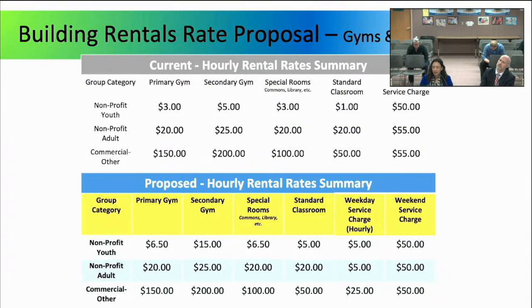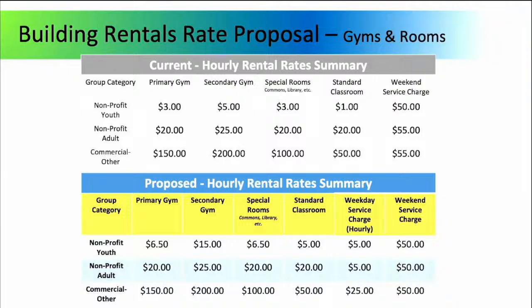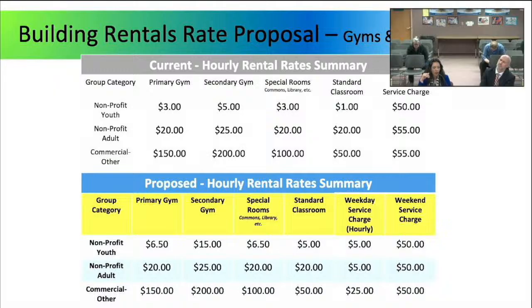So here's our rental rate proposal. For gyms and rooms, on the top you're going to see the current hourly rental rate summary, and at the bottom our proposed hourly rental rates. We've decided to increase it. The primary gym is currently $3 per hour, and we're going to increase that to $6.50, an increase of $3.50. The secondary gym is currently $5, and we're going to increase that to $15, and this is for the nonprofit youth group.